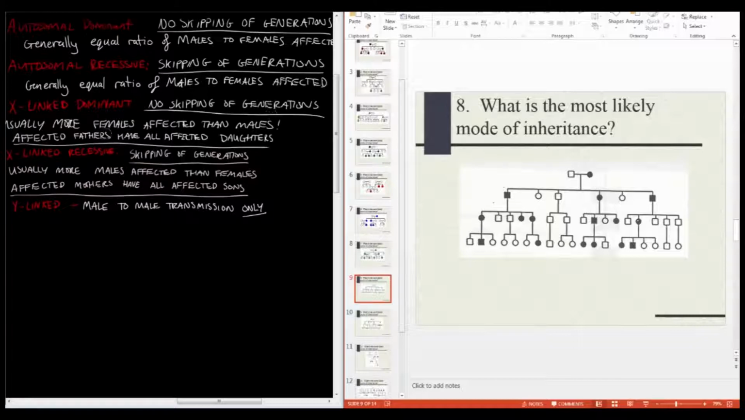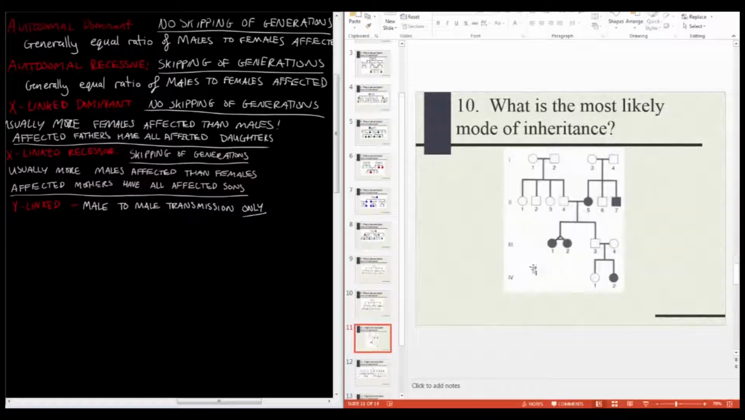No skipping of generations, and affected fathers have all affected daughters. This affected father has all affected daughters. This father, all affected daughters. This father, his only daughter was affected, so this one's fairly obvious. This is an X-linked dominant trait.